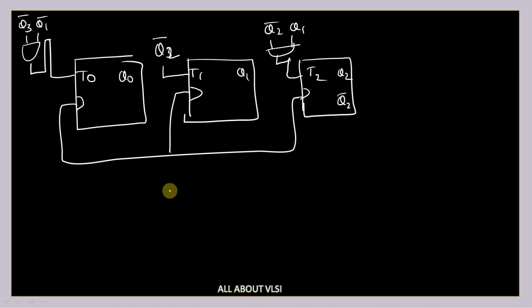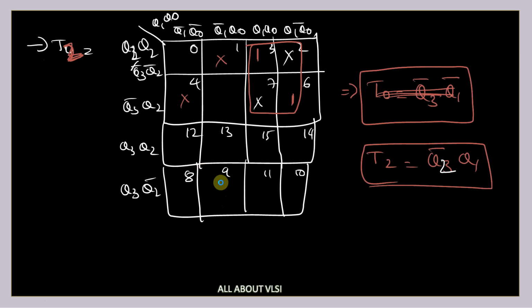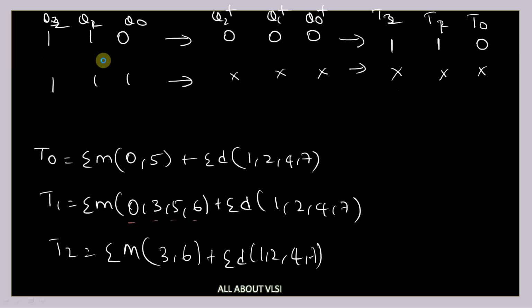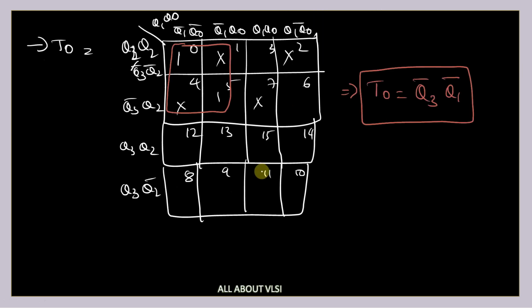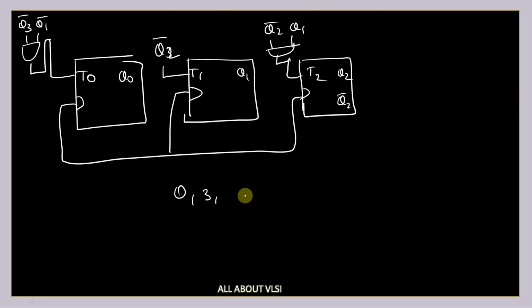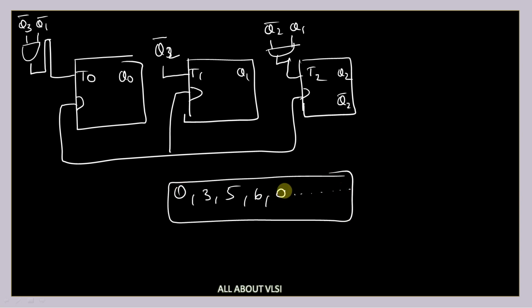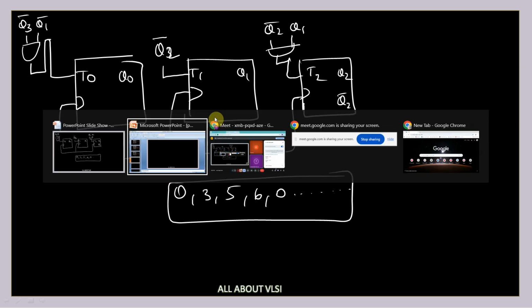So this is my sequence generator, which is going to generate the sequence 0, 3, 5, 6, and 0 again, and so on. This is how we design sequence generators using synchronous counters. Is there any doubt or any queries here?